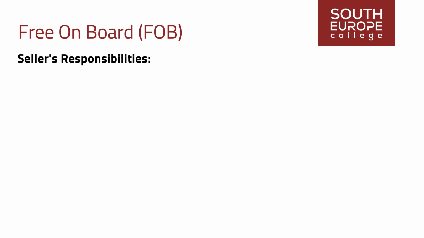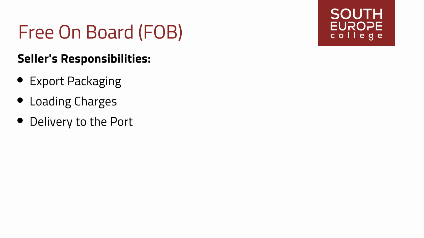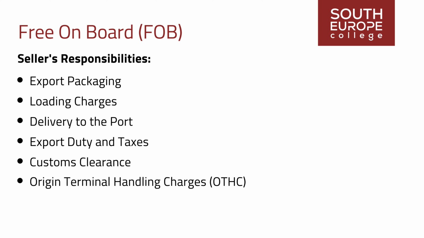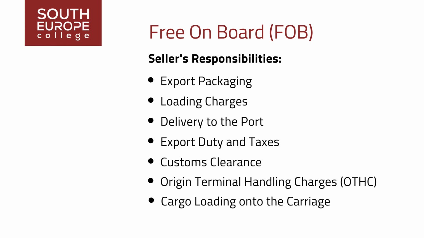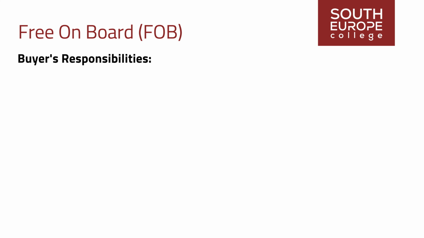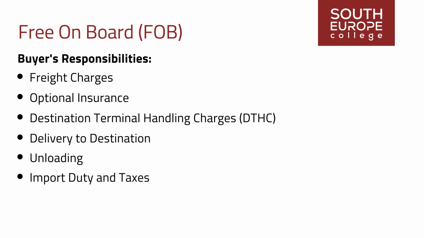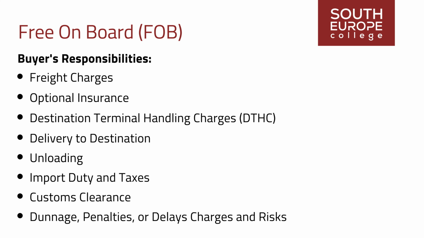Seller's responsibilities include export packaging, loading charges, delivery to the port, export duty, taxes, customs clearance, origin terminal handling charges, OTHC, and cargo loading onto the carriage. Buyer's responsibilities encompass freight charges, optional insurance, destination terminal handling charges, DTHC, delivery to destination, unloading, import duty, taxes, and customs clearance. The buyer covers charges and risks for dunnage, penalties, or delays.